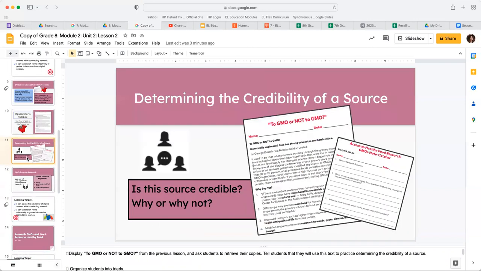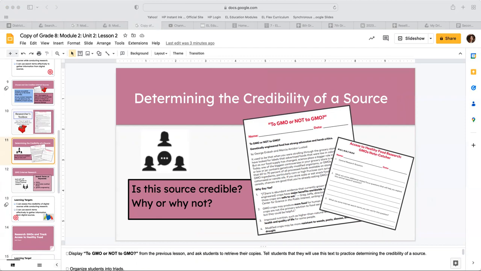All right, guys. So let's look at to GMO or not to GMO. Okay, this is in your student workbooks. So if you will go ahead and pull this up. And then you also need access to healthy food research, the GMO's note catcher. Go ahead and pull that up as well, or have that out on your desk.